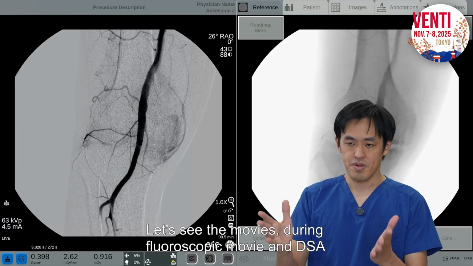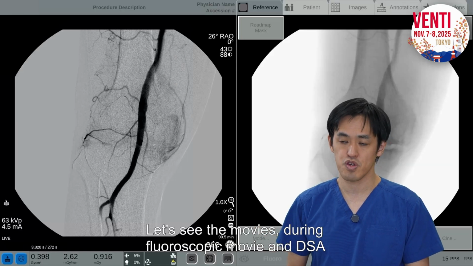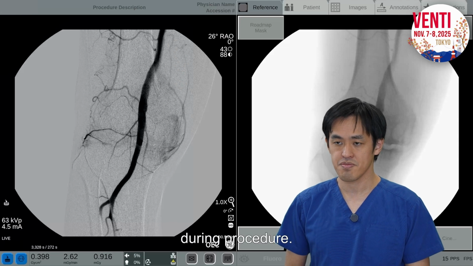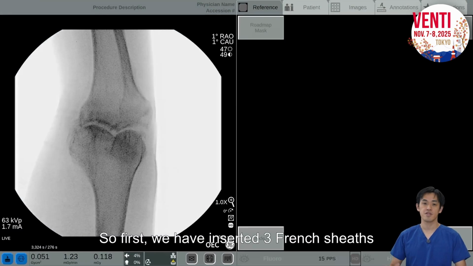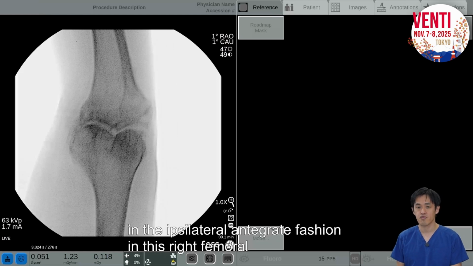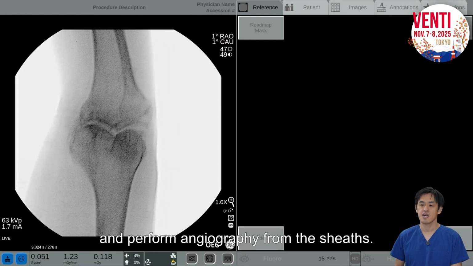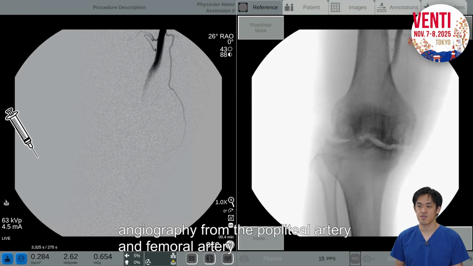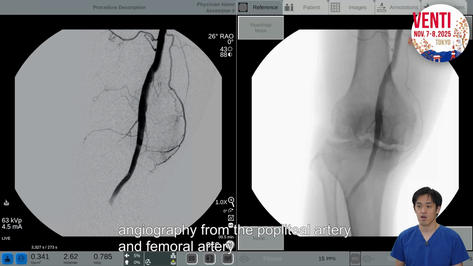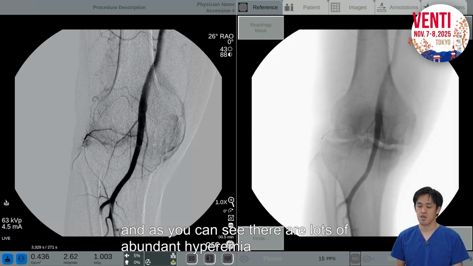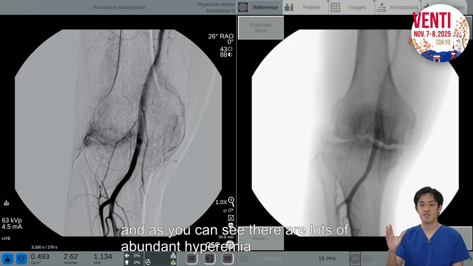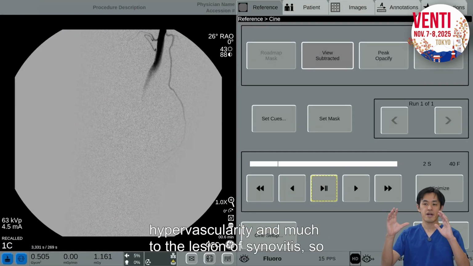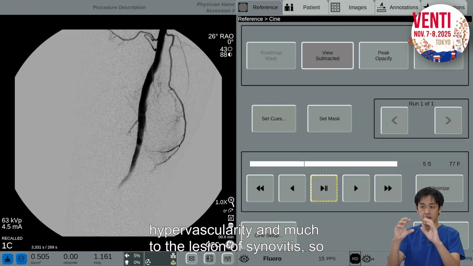Let's see the fluoroscopic movie and DSA during the procedure. First, we inserted a 3 French sheath in the ipsilateral antegrade fashion in the right femoral artery and performed angiography from the sheath, using 10 cc contrast, from the popliteal artery and femoral artery. As you can see, there is abundant hyperemia and hypervascularity, much of it at the lesion of synovitis.